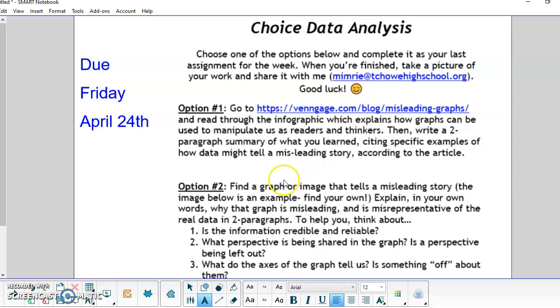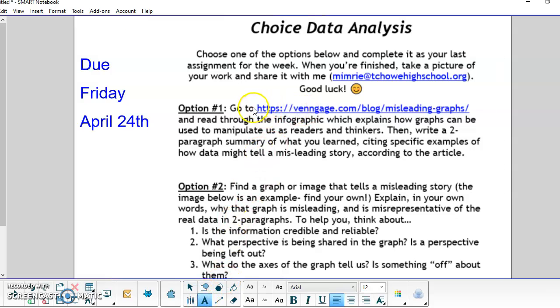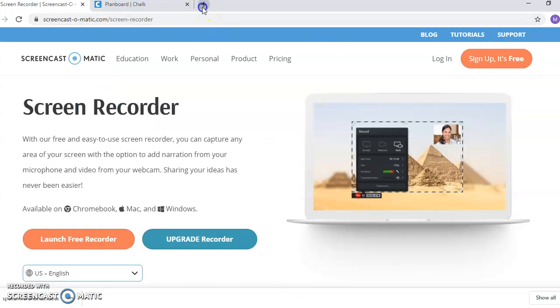And you have some choices here. So you can start and you can look at option one, where you go ahead and you go to the website that is listed here. And I'm going to go ahead and open that up so that we can see it. So we can go to our website here. Let me open it so we've got it.